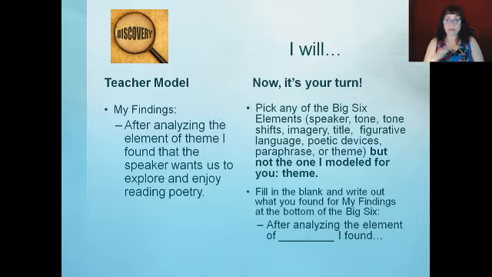Now it's your turn. Pick any of the big 6 elements: speaker, tone, tone shifts, imagery, title, figurative language, poetic devices, paraphrase, theme. You can even break it down to metaphors, imagery, personification, but not the one I just modeled for you on the left, right? Which was theme. Now, you will fill in the blank and write out what you found for my findings at the bottom of the big 6. After analyzing the element of blank, I found blank. All right? I'm looking forward to reading your sentences and see what you discovered.